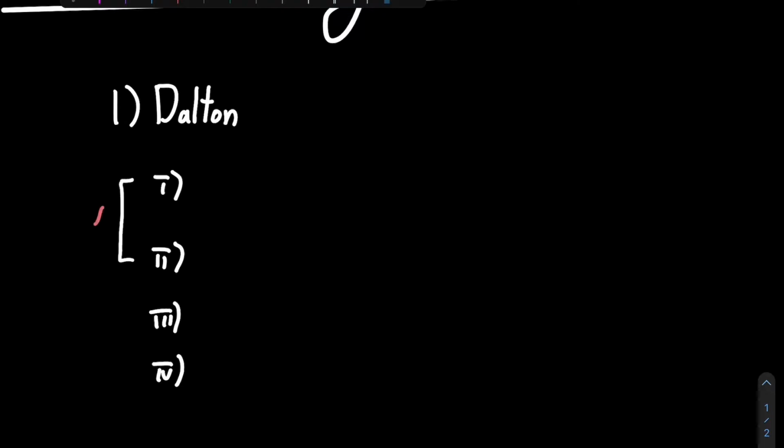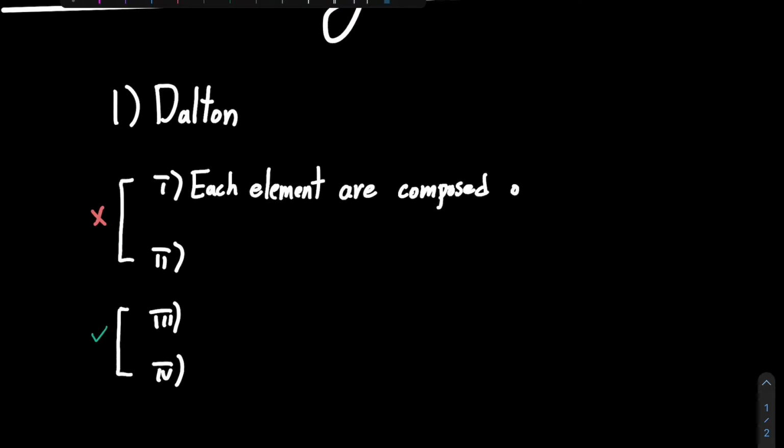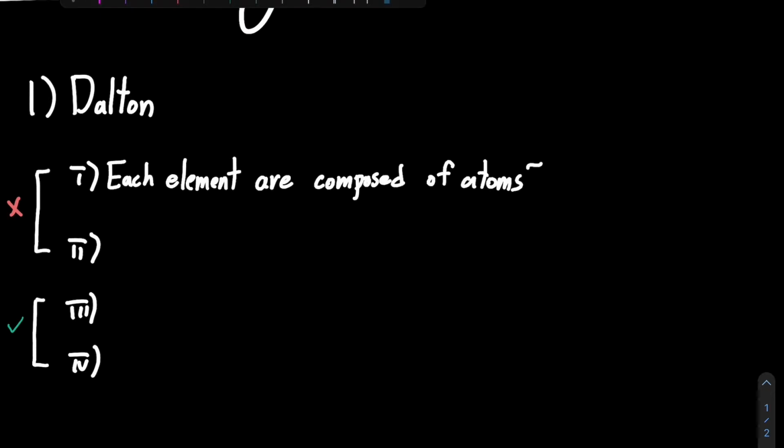Basically, the first two that he proposed were proven false, and the second two, up to today, are considered true. Now, his first theory was that each element is composed of really small atoms. Now, he believed that these atoms were indestructible.